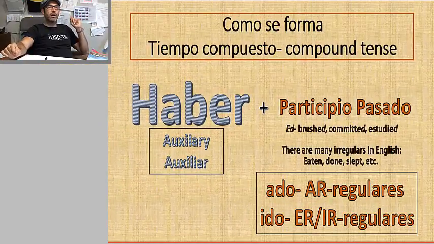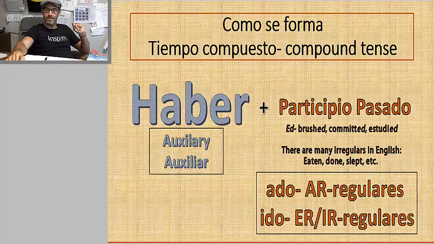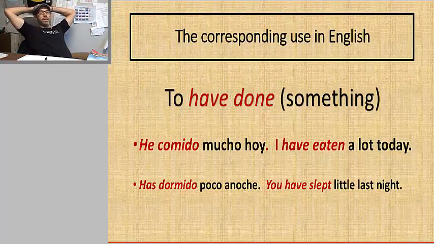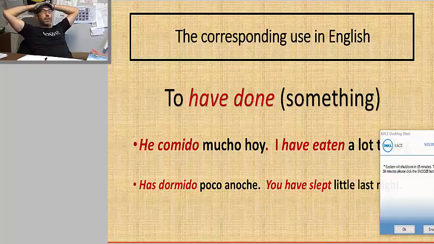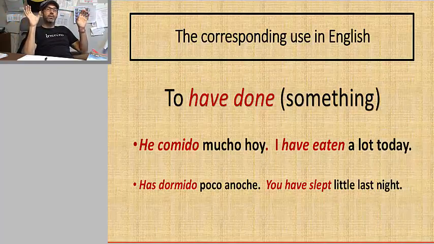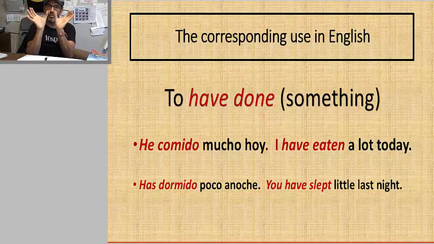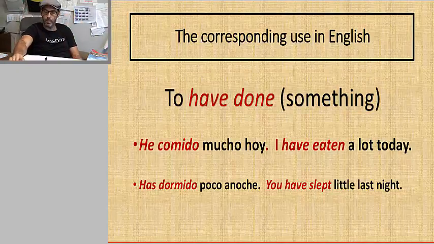Now let's talk about the corresponding use in English of the pretérito perfecto, the present perfect. It's the have done of something. So for example, if I say, he comido mucho hoy, I have eaten a lot today. Tú has dormido poco anoche. You have slept little last night. So then again, the corresponding use of it in English is the have done something, and there's your compound tense. Verbo to have, haber in this case, plus the past participle.